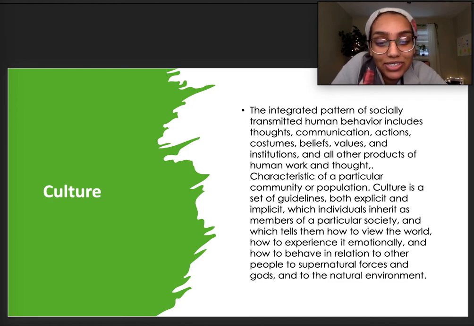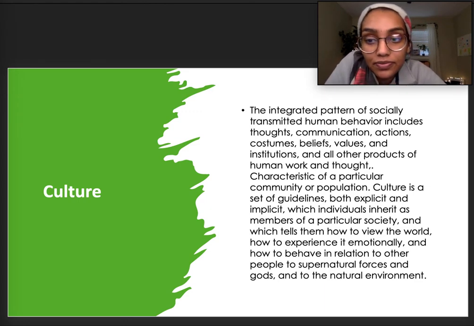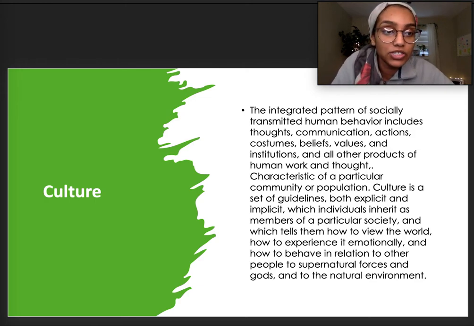Culture. You can find so many different definitions of culture, but I really like this definition, and this is one I want to work with even in future videos. When I reference culture, this is what I'm talking about. So I think this gives us a good foundation. Culture is the integrated pattern of socially transmitted human behavior and includes thoughts, communications, actions, customs, beliefs, values, and institutions, and all other products of human work and thought. Characteristics of a particular community or population. Culture is a set of guidelines, both explicit and implicit, which individuals inherit as members of a particular society, and which tells them how to view the world, how to experience it emotionally, and how to behave in relation to other people, to supernatural forces and gods, and to the natural environment. I really like this definition.